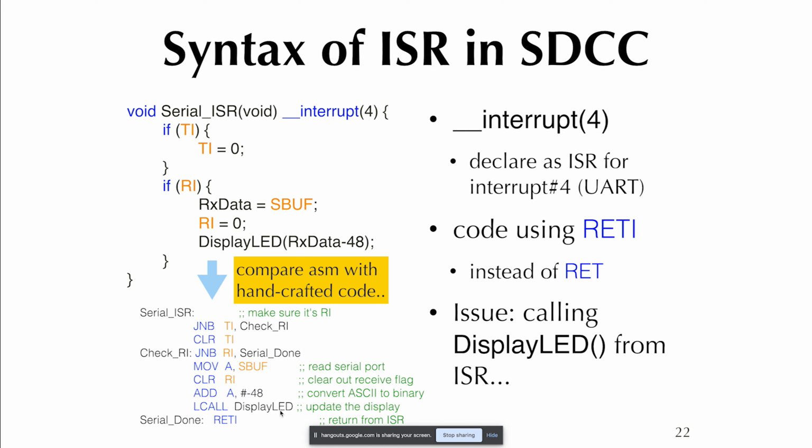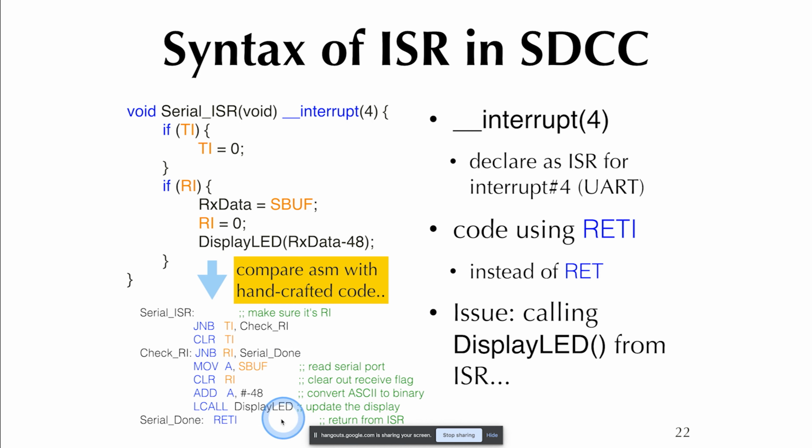So now the difference with this interrupt 4, as you remember, is that because an interrupt returns differently from a regular function. A regular function will use RET to return. An interrupt service routine uses RETI. So have it generate the code, and take a look to see if it really uses RETI.